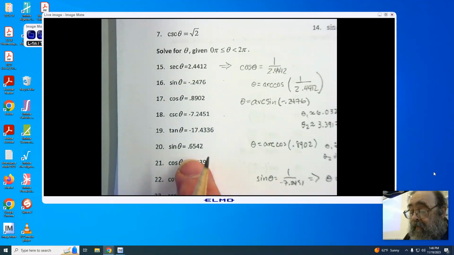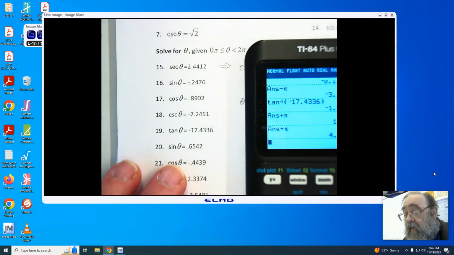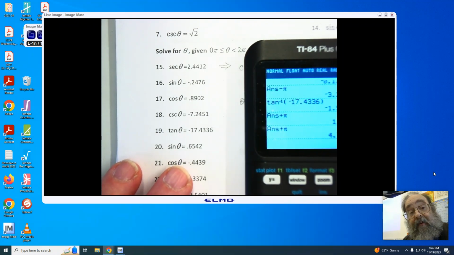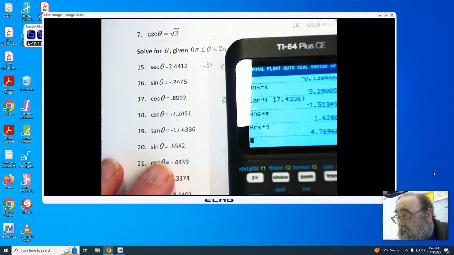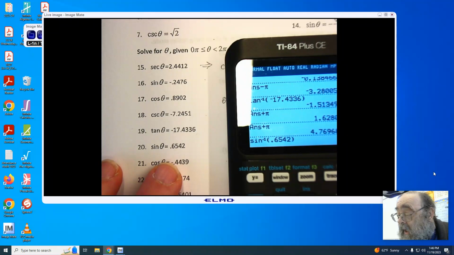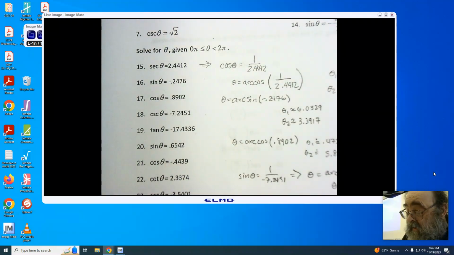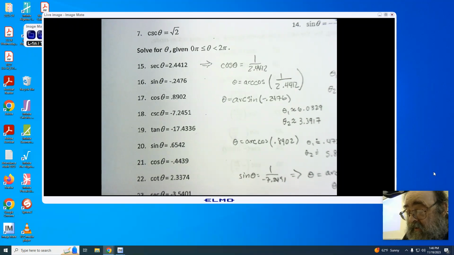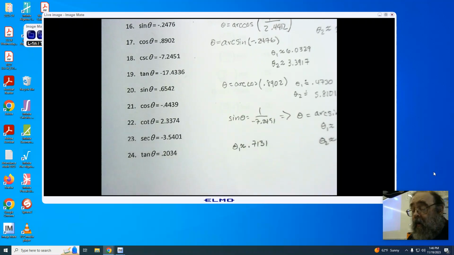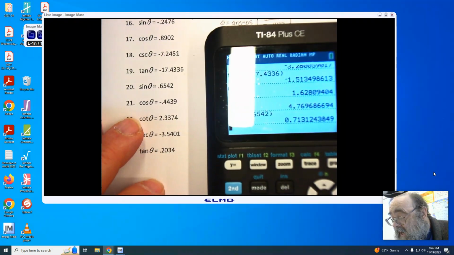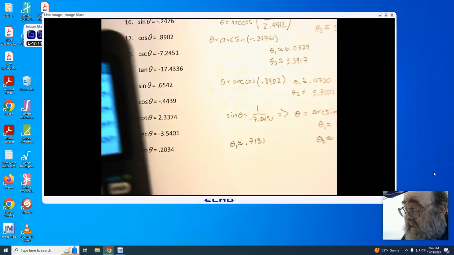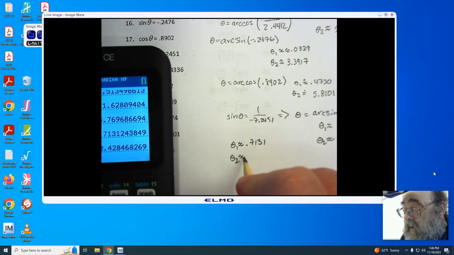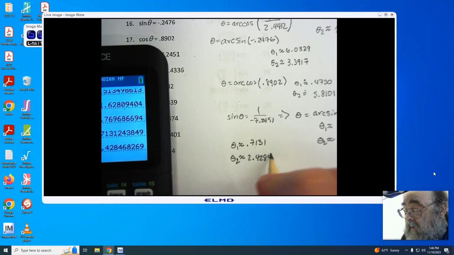Let's take a look. Sine of a positive angle, that's going to be in our first quadrant, and therefore we're going to find it in the first and the second quadrant, and our reference angle that we're going to get will be subtracted from pi in order to find the second quadrant's answer. So second function sine, arc sine of 0.6542, enter. My first answer for this is theta 1, and theta 1 is approximately 0.7131. We're now going to find our second answer by simply taking pi minus that answer. And the second answer, theta 2, is going to be 2.4284 truncated.